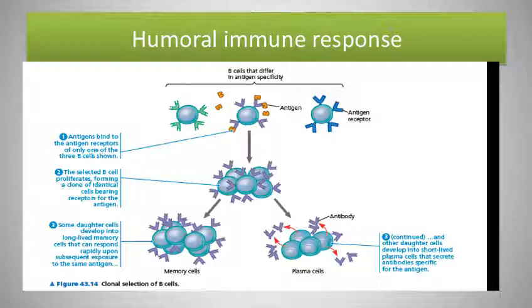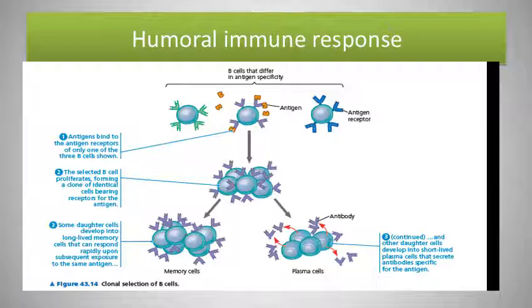The selected B cell, once it binds, gets activated and starts to proliferate, forming a clone. So a clone of identical cells, bearing receptors for the antigen. It proliferates into a clone of cells, and some of the daughter cells develop into long-lived memory cells, which can bring about a rapid response upon subsequent exposure. That means after some years, if they are confronted with the same antigen, they can become activated and destroy the antigen.